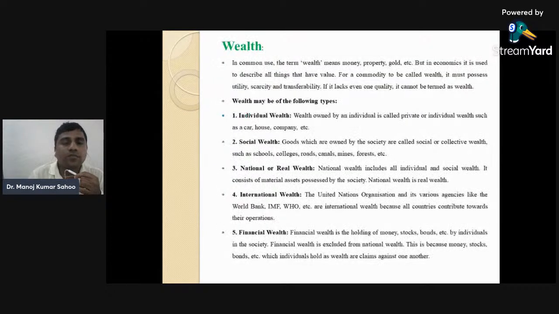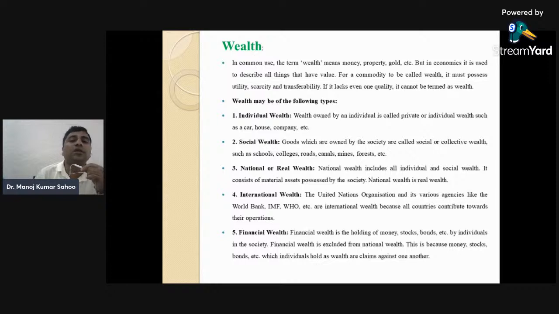Now what is wealth? In common use, the term wealth means money, property, gold, but in economics it is used to describe all the things that have value. For a commodity to be called wealth in economics, it must possess three things: utility, scarcity, and transferability. If it lacks even one quality, it cannot be termed wealth. See, suppose we have a property or money, or silver or gold.